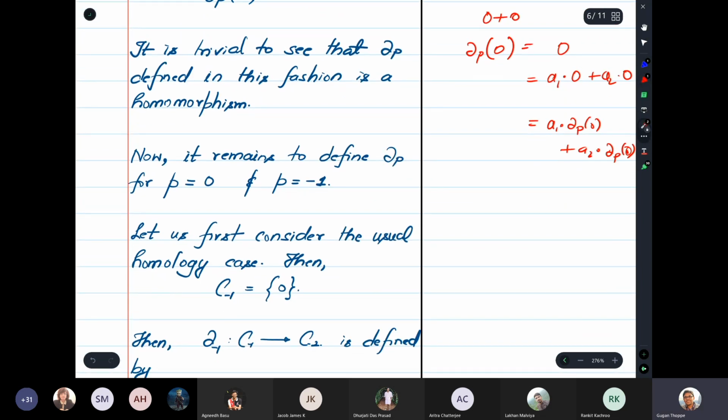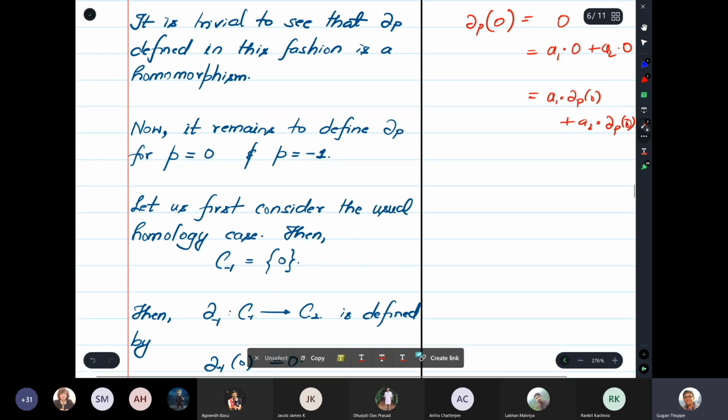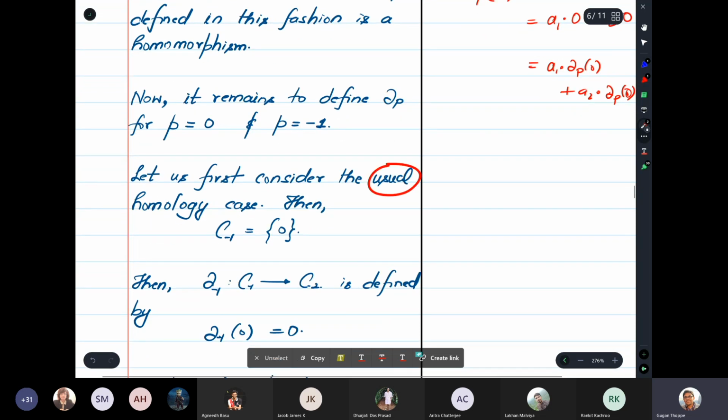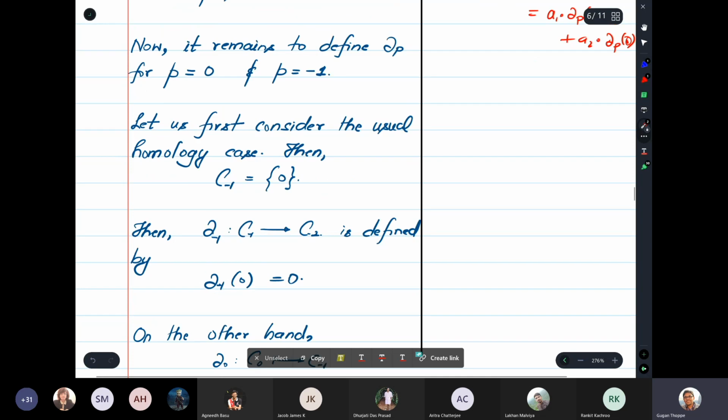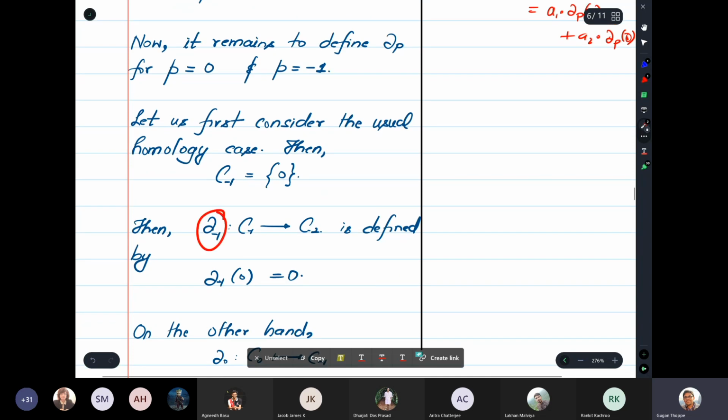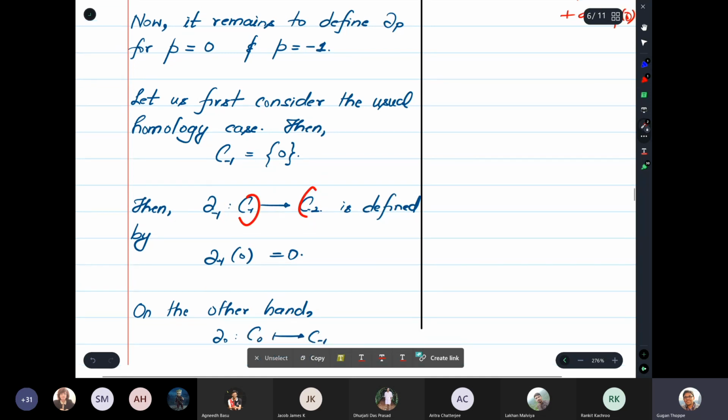Okay, so now what remains is to define this Daba P operator for these two cases, that is P equals 0 and P equals -1. So let's first look at the usual homology case. In the usual homology case, this C -1 is 0, right? So let's first try to define Daba -1. So Daba -1 goes from C -1 to C -2. Both these vector spaces are trivial. So we are left with no other choice but to map 0 to 0, and we are done.